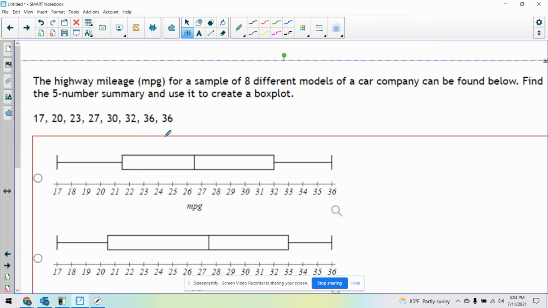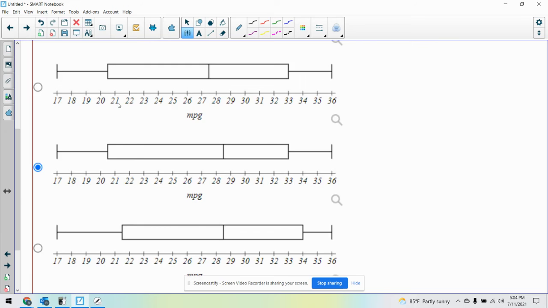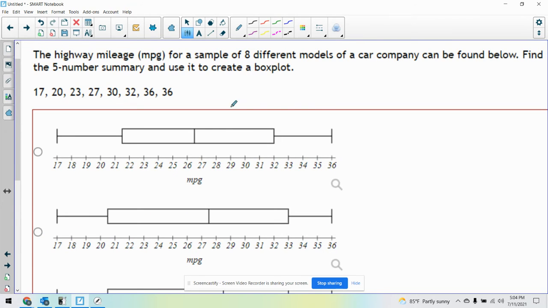Okay, and the last one, we have to find the 5-number summary and use it to match to the box and whisker plot. You can either do that by hand or you can put it in the calculator. I'm going to do it by hand. So my 5 numbers would be the min first, which is 17. I'll have my Q1, median, Q3. My maximum is going to be 36.